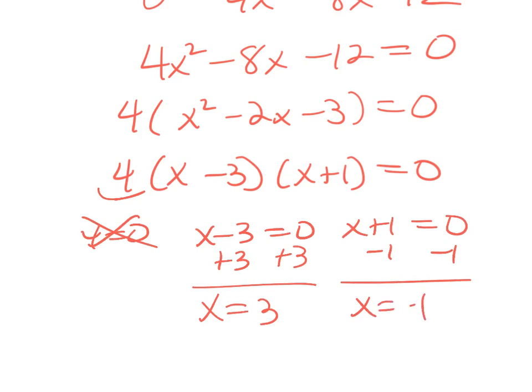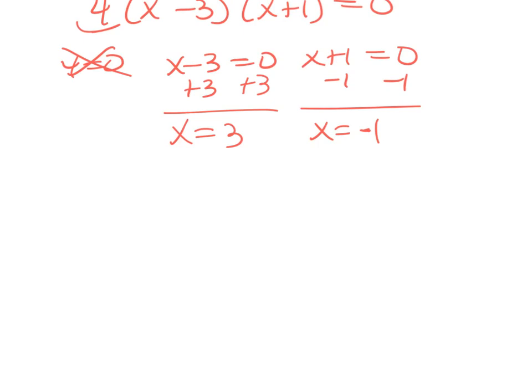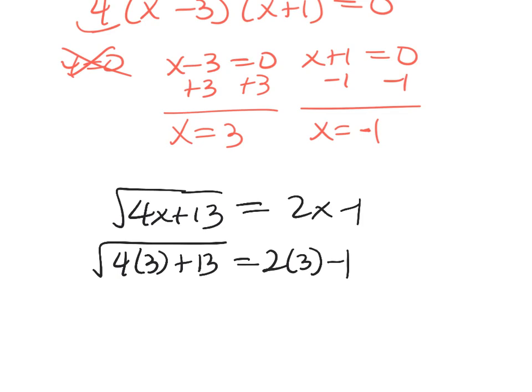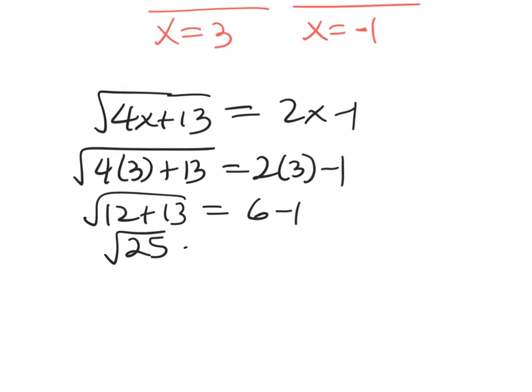So again, remember, we are checking. So let's go ahead and rewrite the original. All right, so next, my original problem was the square root of 4x plus 13 equals 2x minus 1. So let's plug in the 3. Twelve plus 13, 25. 6 minus 1. Square root of 25 is 5. 5 equals 5. This is a good answer.